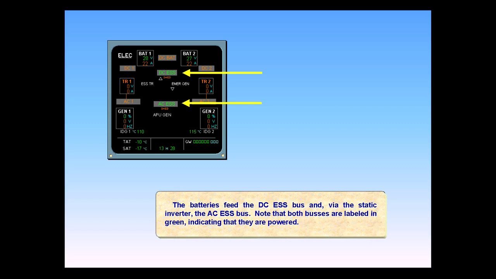The batteries feed the DC essential bus and, via the static inverter, the AC essential bus. Note that both buses are labeled in green, indicating that they are powered. Both shed essential buses are automatically depowered, indicated by the amber shed indications below their respective buses.